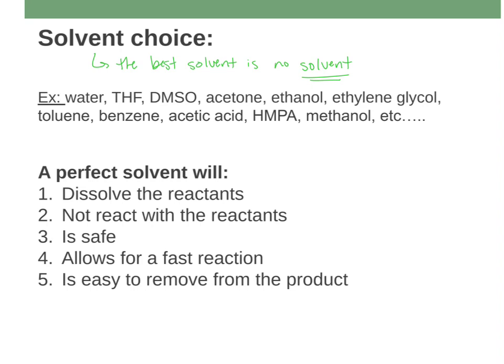And lastly, you want to make sure that you can remove your product from your reaction mixture easily. You want to be able to remove your solvent from your product. And I'll talk about that a little bit more, but that means either that your product crystallizes out, so it's really easy to just filter your product away from your reaction mixture, or it means that your solvent is relatively low boiling, so you can just evaporate it off. Those are the main things that we're looking for in a perfect solvent for a reaction.